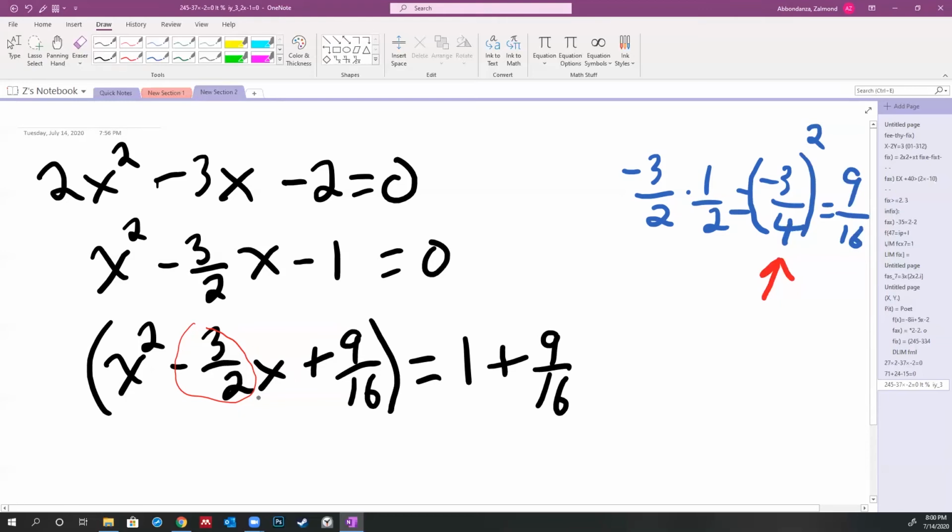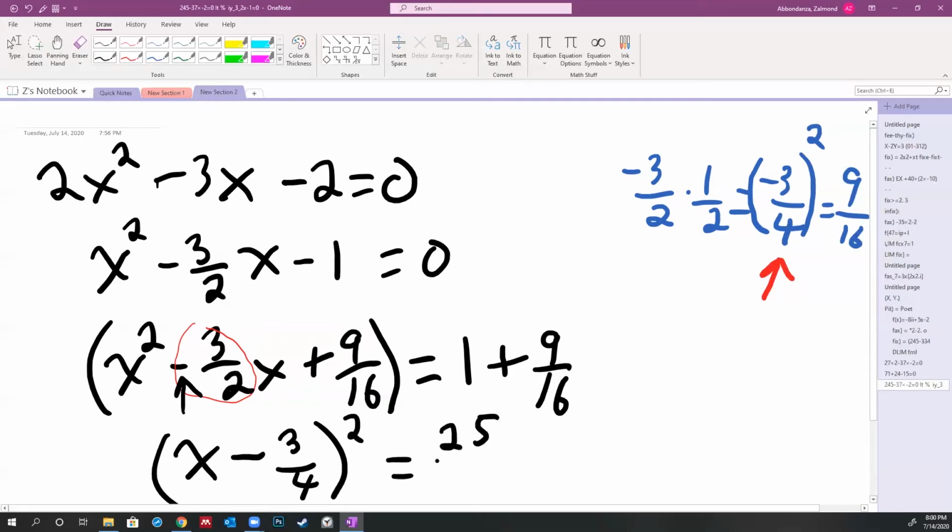This particular perfect square trinomial factors down to x minus, the minus is because this sign is negative, and then half of this coefficient, which is this number here that I put a little red arrow by. That's always going to be half of your middle coefficient because you divide by 2 or multiply by 1/2. So 3/4 is what we put here. It's going to be x minus 3/4, quantity squared. And over here, I'm just going to add these together. This is 16/16 plus 9/16 equals 25/16. And we've completed the square.